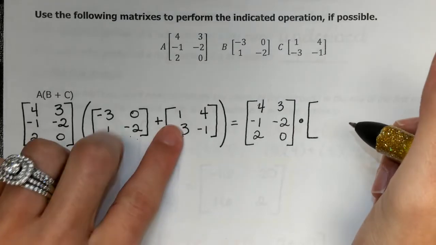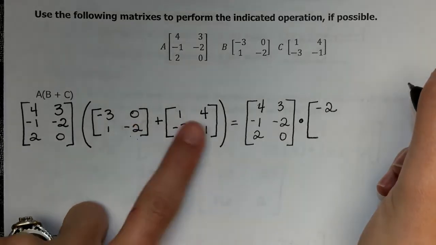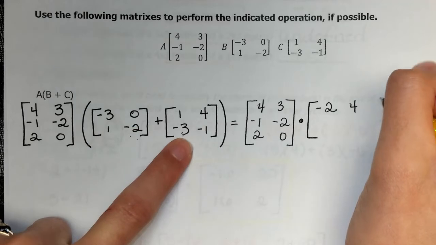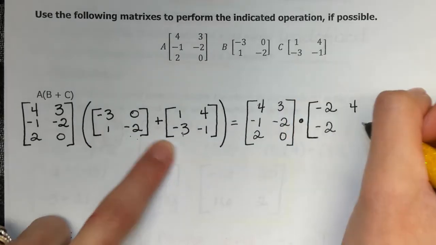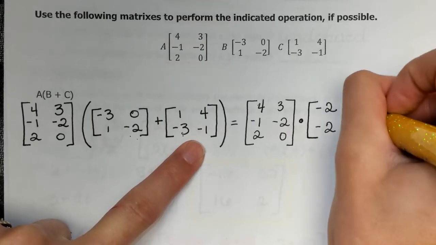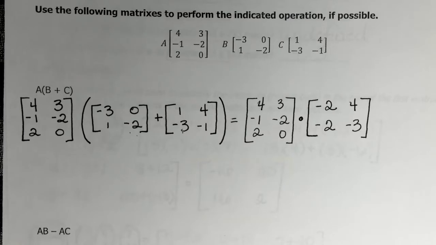So -3 plus 1 is -2. 0 plus 4 is 4. -1 minus 3 is -2. And -2 minus 1 is -3. We good with that? Okay.